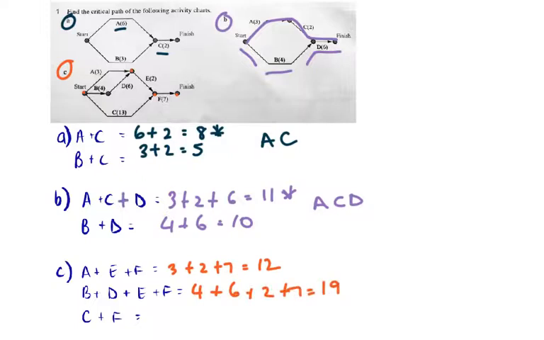And the last one's quite simple. It's just start to C to F to finish. So that's 13 plus 7, which gives me 20. So in fact, it was our simpler pathway that has the longest duration. So the critical path for this particular activity chart is CF.